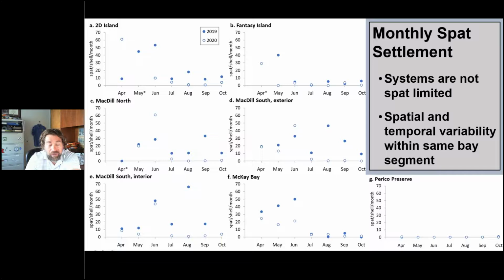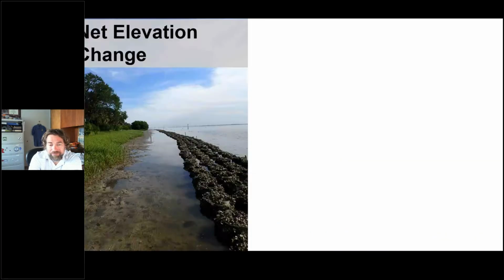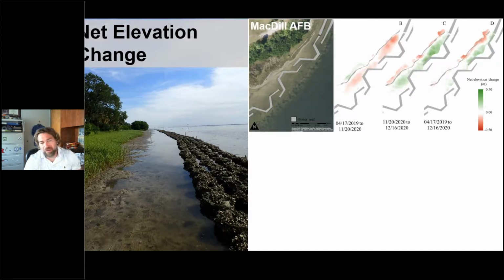Even though most of our sites were in Hillsborough Bay, even within one small bay segment, if you look at the spatial distribution of the patterns, or at the three McDill sites, which are panels C, D, and E, there are larger abundances of spat in different months. So there's actually high variability, both spatially and temporally. And unfortunately, Perico was the only site that may really be spat limited.